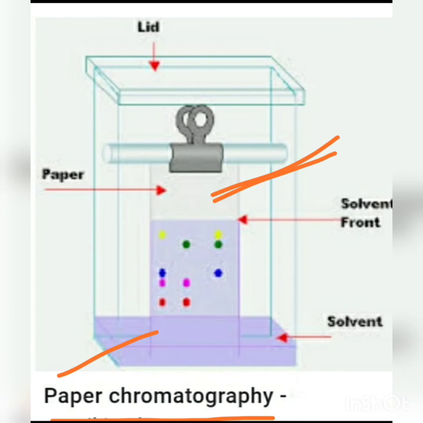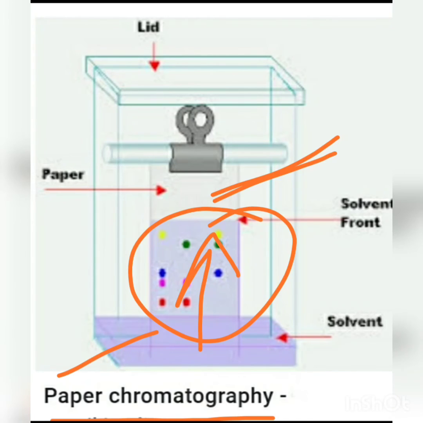The ideal solvent would be that which separates the components of the mixture in separate zones at a good distance from each other. The components of the mixture get separated when they travel across the paper at different rates based on their attraction to the paper or solubility in the solvent. The component which is more soluble travels faster.